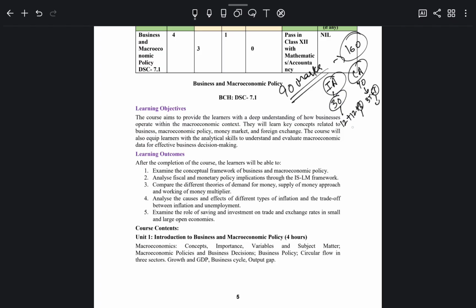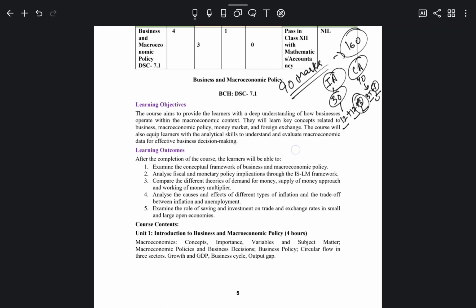This 30 marks of internal assessment will further be divided as 12 plus 12 plus 6, where 6 is for attendance, and the continuous assessment for 40 marks will be divided as 35 plus 5. The objective of this paper is to help you understand how businesses operate within the macroeconomic context and how the macroeconomic aspects of an economy and the international arena shape your business policy.